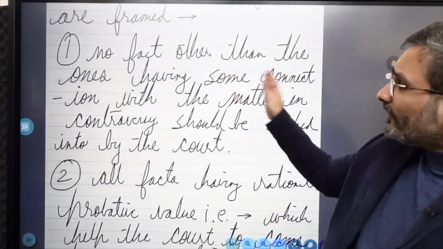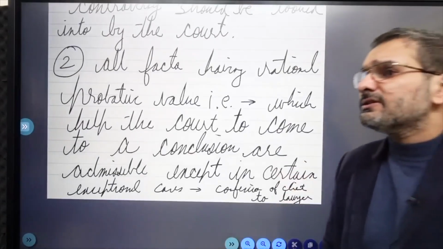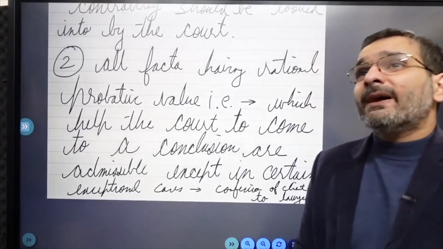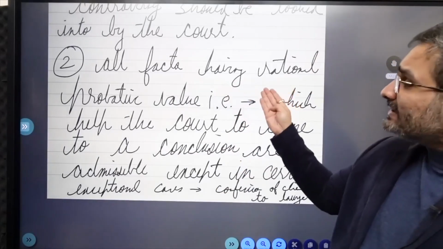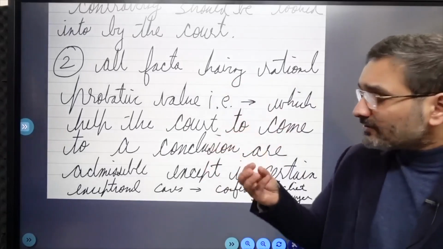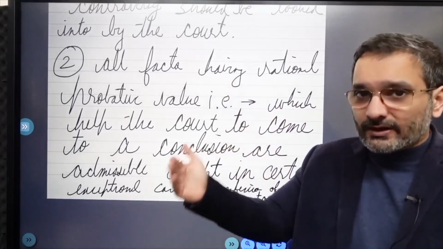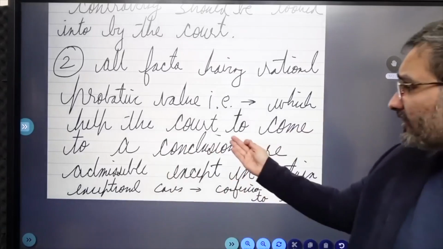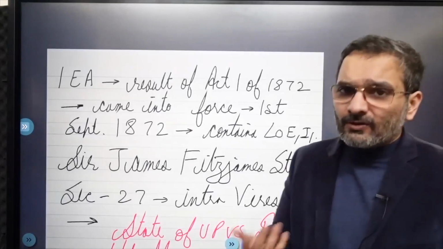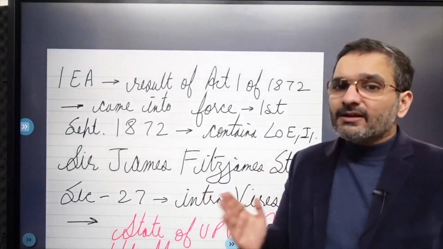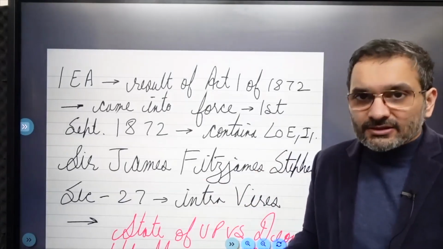तो सबसे पहला, no fact other than the ones having some connection with the matter in controversy should be looked into by the court, because court अगर उस दिन जिस दिन मर्डर हुआ था उस दिन काले बादल आए थे लेकिन बारिश नहीं हुई थी, not required. All facts having rational, they should make sense. Probative value की भाई कुछ तो, they should bring some value to the table which help in the administration of justice, or to bring the court to a decision, that is, which help the court to come to a conclusion, are admissible except in certain circumstances. जैसे कि अब आपकी client lawyer communication, it is qualified, it is protected, it is not admissible in a court of law. नहीं तो कल को वकील ही आपका सारा सच उगल देगा, तो फिर फायदा क्या, फिर justice थोड़े ना हो रहा है यहाँ पर, right?